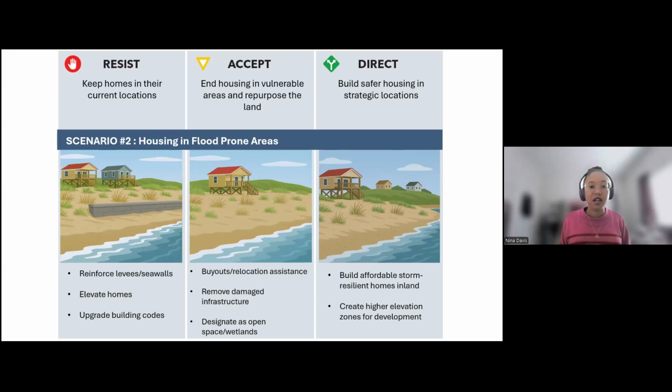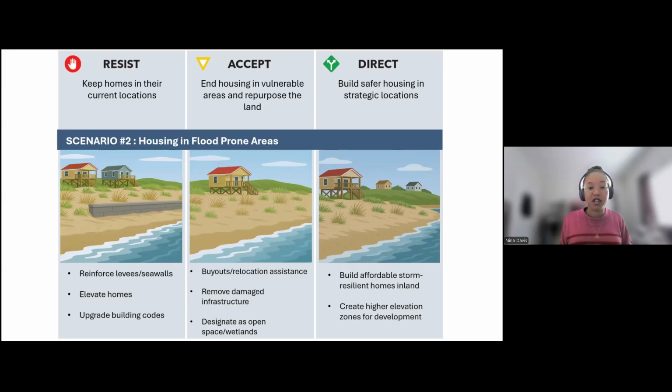And then for directing, it's building safer housing in more strategic locations, building affordable storm resilient homes inland, creating new higher elevation codes, which could appear here too as an enabling strategy. You saw that we had creating new higher elevation codes in resisting as well, but it could work for directing as well. Again, some of those actions could change depending on what you're doing. The pros is it enables continuity, there's long-term resilience, and it could integrate planning and design. However, it could require very significant funding, planning, and engagement.